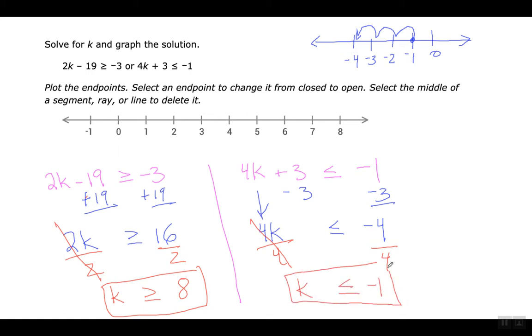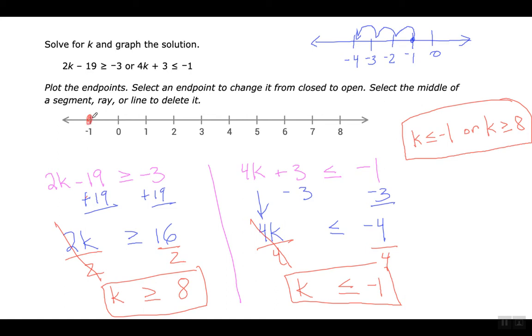Alright, now let's do the graph. Whatever, just to write the answer real quick together. I could write it like that. Or k greater than or equal to 8. Again, if you write it with the answers switched their places, it's fine. K less than or equal to negative 1.